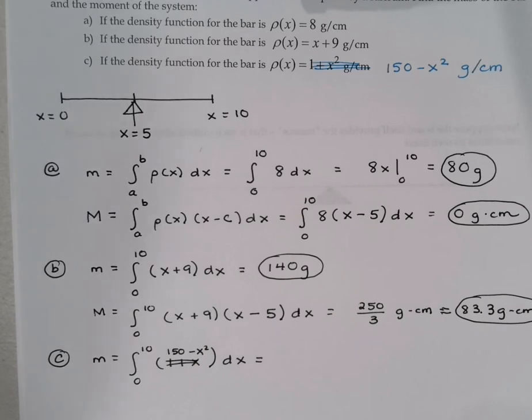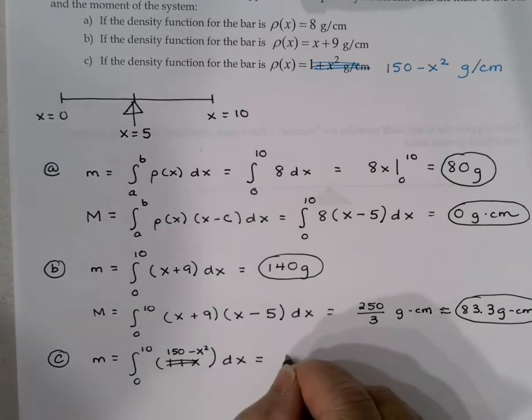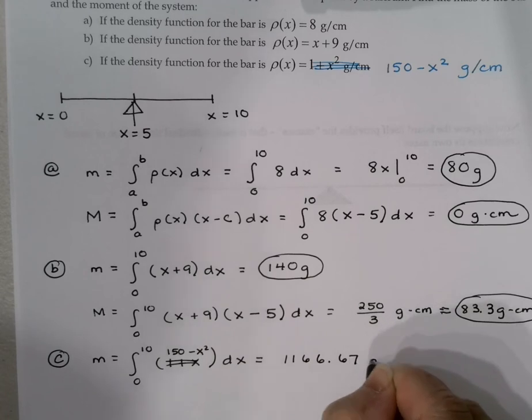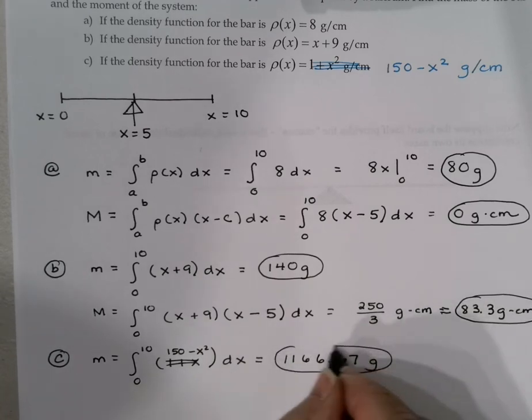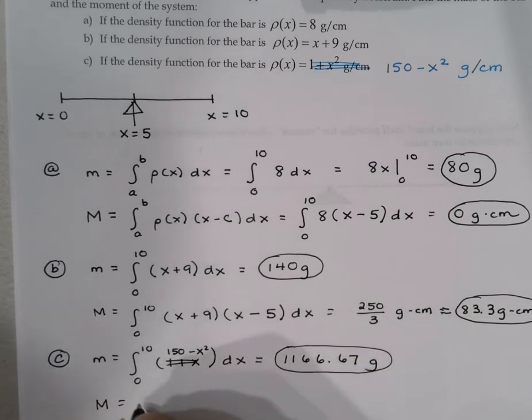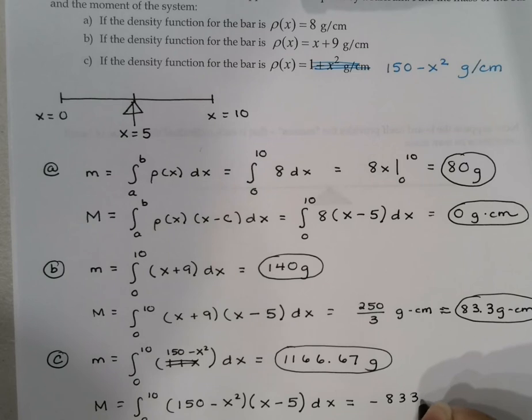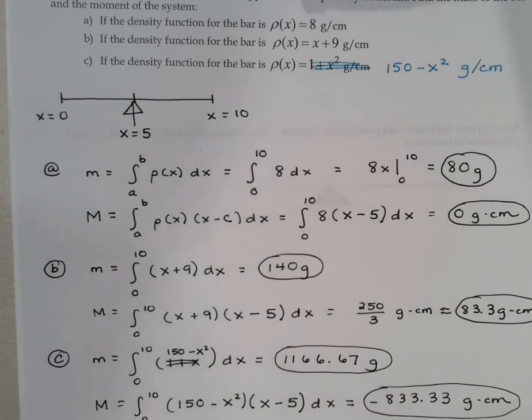When you integrate that density function from 0 to 10, you end up with 1166.67. And that would be grams for the mass. And the moment, we take that same density function, 150 minus x squared, times x minus the position of our fulcrum of 5. And this one came out to negative 833.33 gram centimeters. So notice with a negative moment, this one's going to tilt to the left.